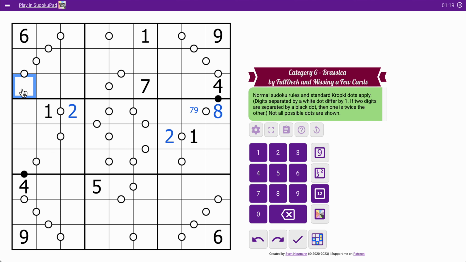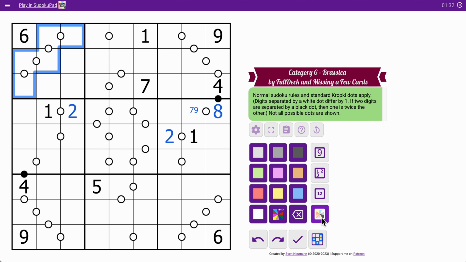Okay, now I've got 1, 2, and then these are joined, and these are joined, and these are joined. So that's a 5-cell sequence. What other sequences do I have that are unusual? These two were consecutive, as is this one with that one, and then that one, and then that one.